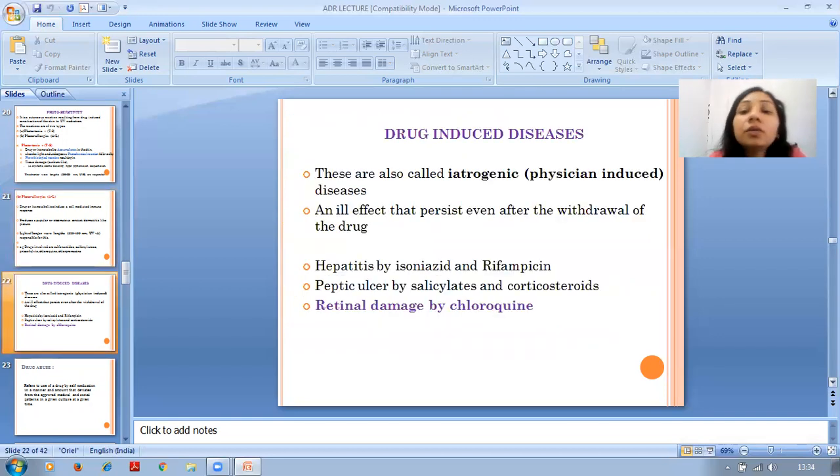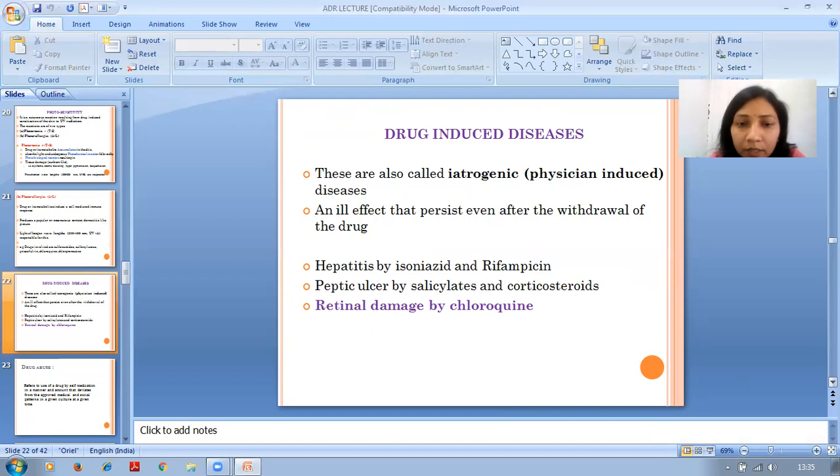Then drug-induced diseases. What are drug-induced diseases? They are also called iatrogenic or physician-induced diseases. It is an ill effect that persists even after the withdrawal of the drug. The problem or adverse effect occurs due to the use of drugs, and it persists even after the withdrawal of the drug.